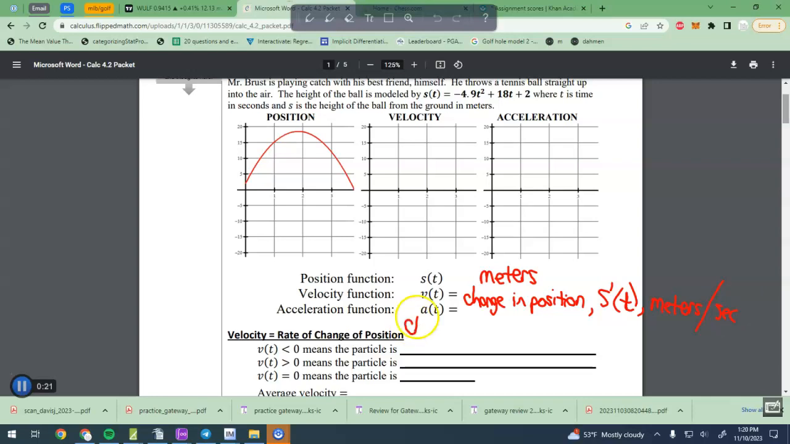Acceleration is change in velocity. So it's either S double prime or V prime. Could be either one. And what's the label there? Meters per second squared. Or like you could say per second if you really want to.